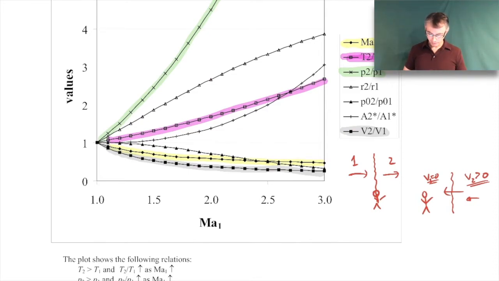Now there's some other interesting effects that go on. This one right here, let me highlight this one in a different color. Let's color it blue. The stagnation pressure ratio, those are these triangles. So the stagnation pressure ratio decreases across the shock wave.